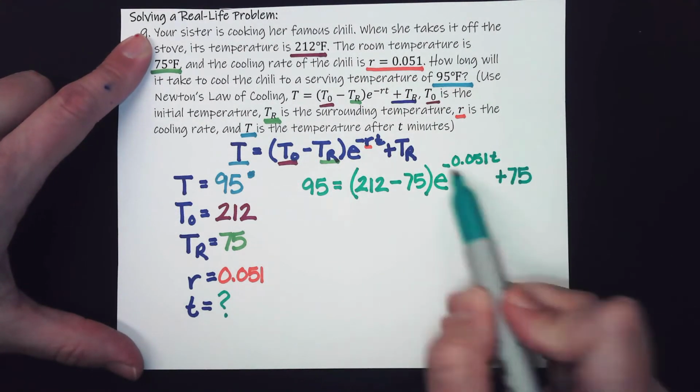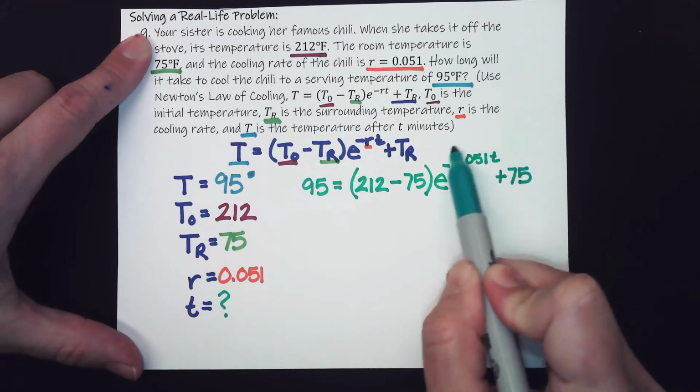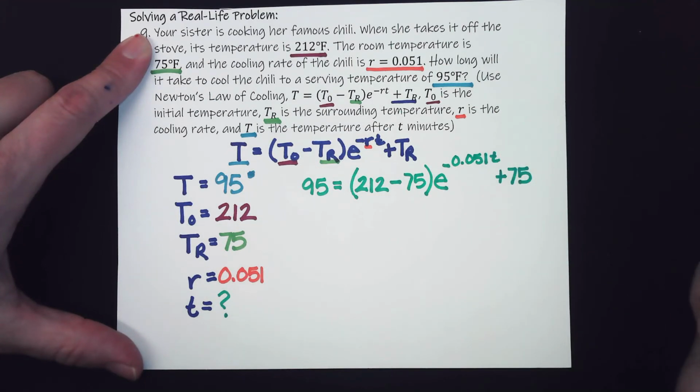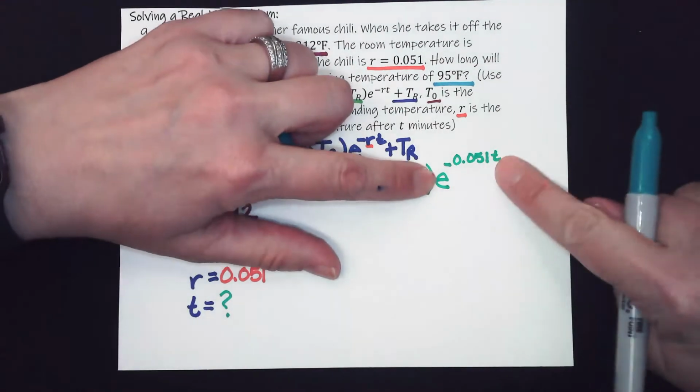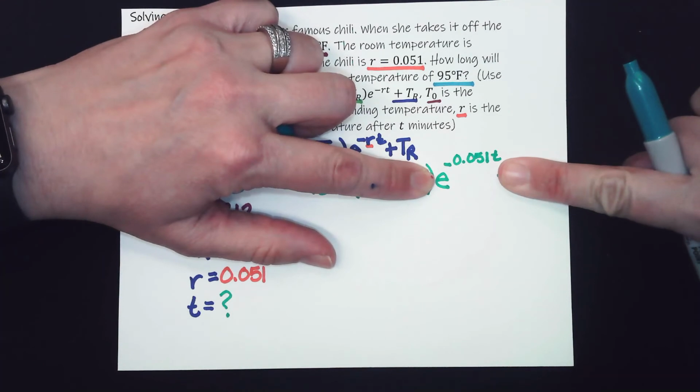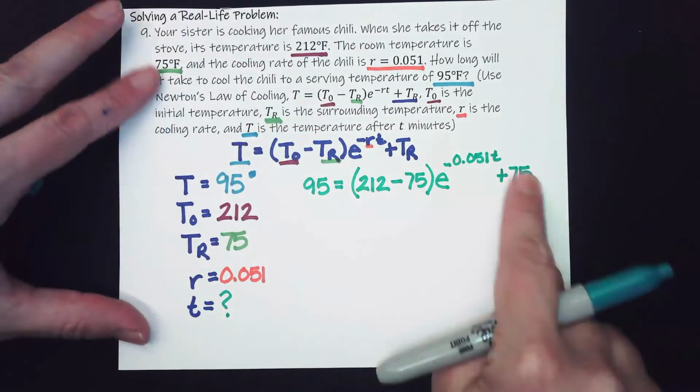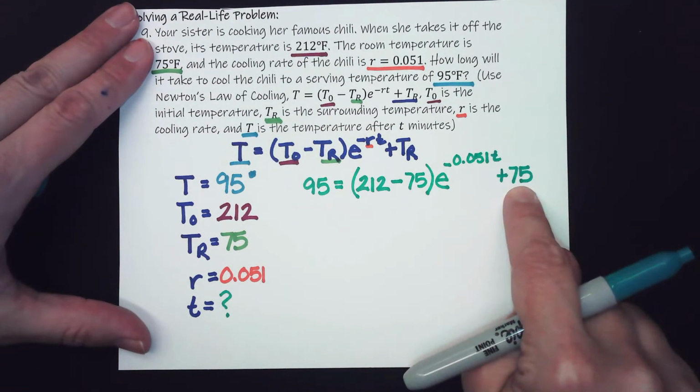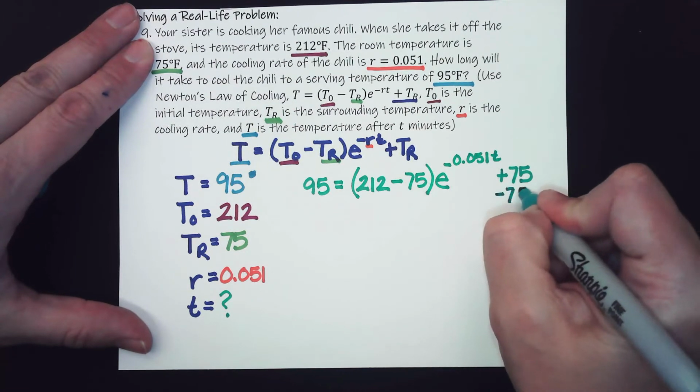Okay, so we need to get this t out of the power, okay? But we can't do that until what's taken to that power, which is just the e, is all by itself. So I've got to move these things out here. So I'm going to move the 75. We add or subtract first.